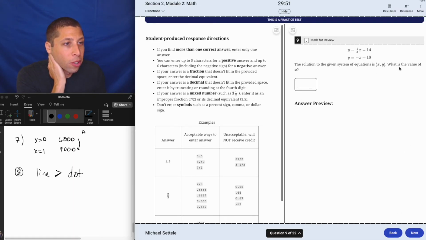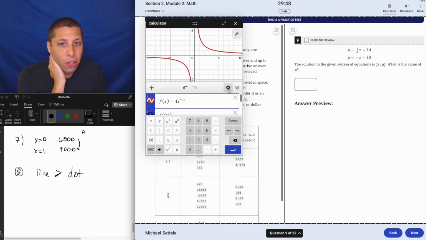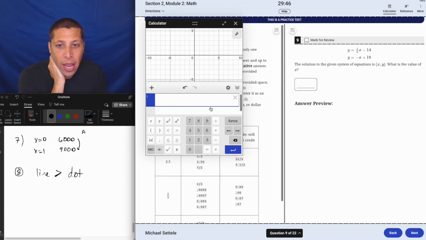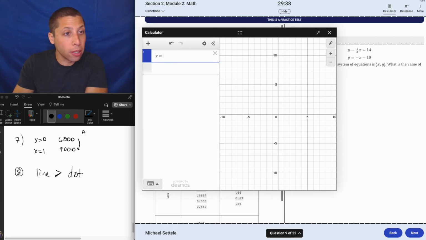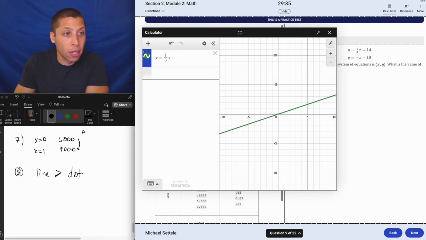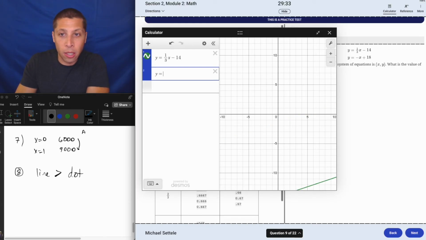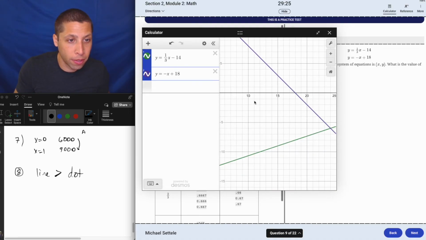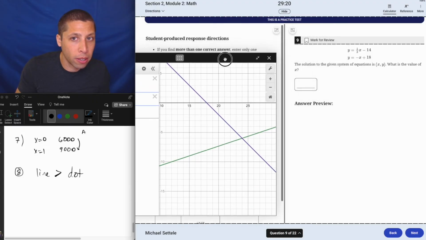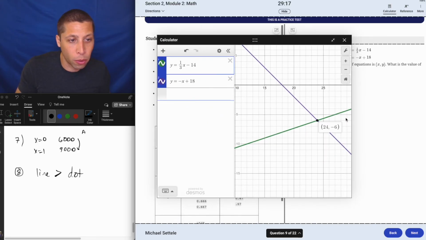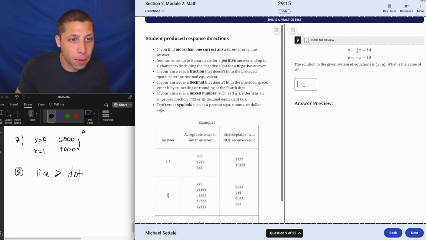The solution to the given system of equations is x, y. What is the value of x? Okay, calculator. There's no reason anymore on the SAT to solve any systems of equations by hand, just type it in. Y equals 1/3 x minus 14. Y equals negative x plus 18. Just double check them. Find the point: 24, negative 6. They want the value of x, so 24. Cool. 24.